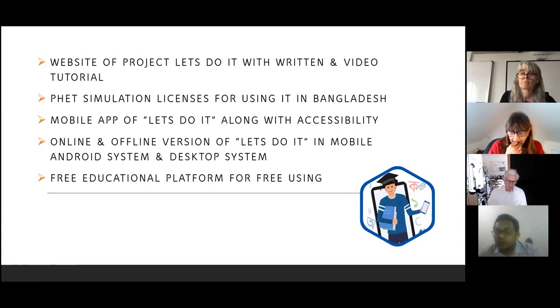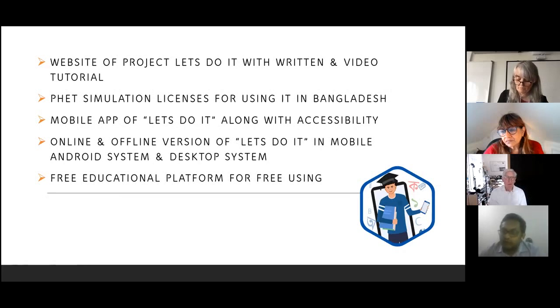We are also proposing a mobile app platform with accessibility, since 8% of our school students are persons with disability, and they don't have accessibility options in the mobile app service. So we are providing a mobile app with online and offline versions for users, with accessibility options, and a free educational platform for all. The educational system will be free. If you search the app store, the PhET simulation costs a little bit of money there.